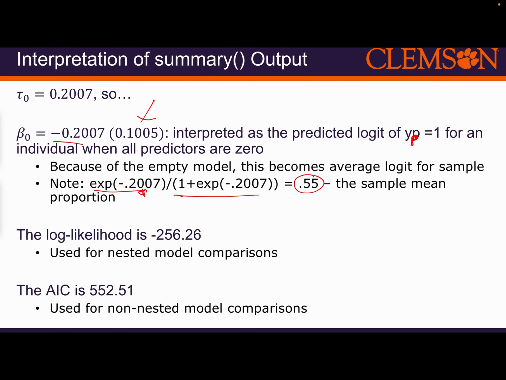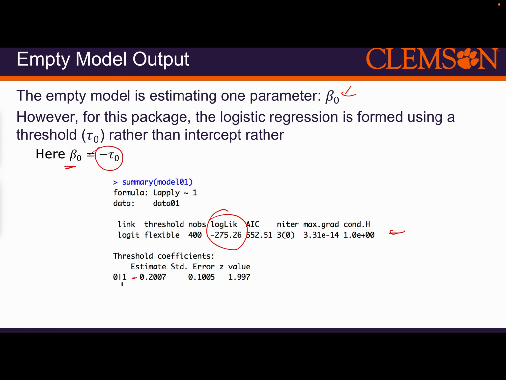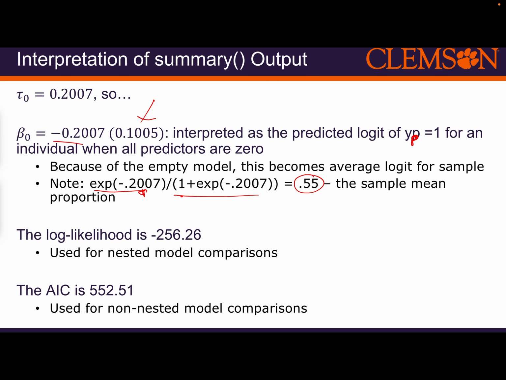The log likelihood for this model is estimated to be right here, -275.26. We can use that for likelihood ratio tests. We could compare models with it. The AIC listed right here, 552.51, is used for non-nested model comparisons, right? So likelihood ratios for nested model comparisons, and AIC for non-nested models.